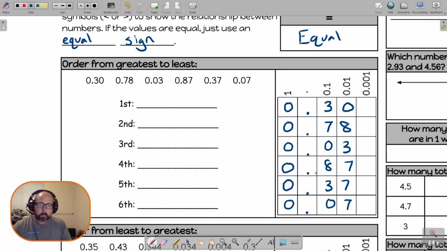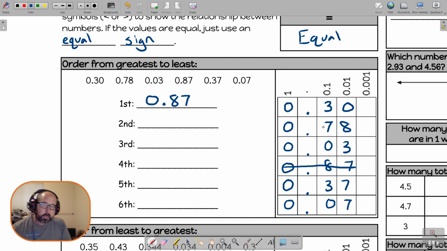All right, so here's what I'm going to do. I'm going to go ahead and put that over here. And I'm going to line things up here just because it's a good practice to have. 0.87. Okay, now I want to make sure I don't skip anything, so I can cross it out. I can put a check mark through it, whatever works for you, just so I know I used it.